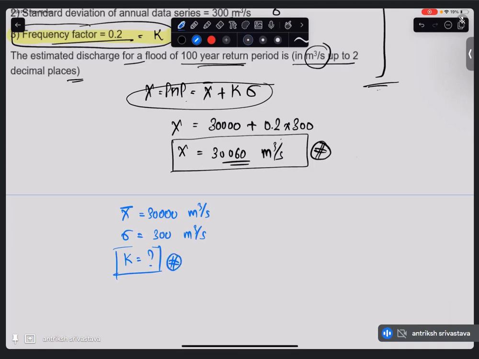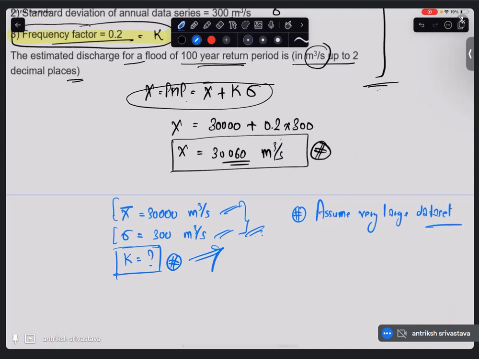In doing so, we are going to assume that we have an infinite amount of data points from which we have calculated the mean and the standard deviation. We assume that the mean of the maximum flood for different years and the standard deviation are from an infinitely large data set. Very big sheet we had, and from that we have calculated this. Why we are doing this? I am going to tell you in a minute. So let me write that assumption: assume very large data set.